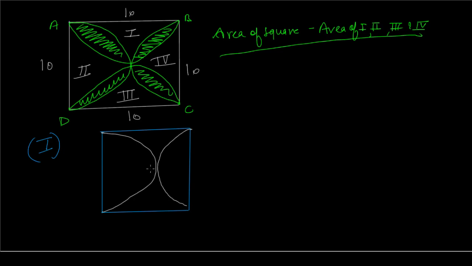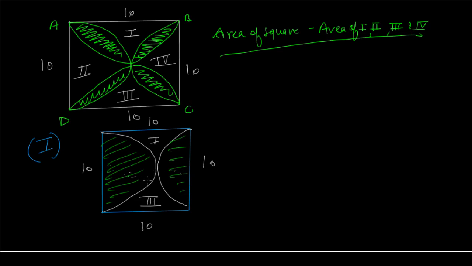So if you take this semicircle and this semicircle in the first case, and you remove the area of these two semicircles from the area of the square, then you will get the area of regions 1 and 3, right?